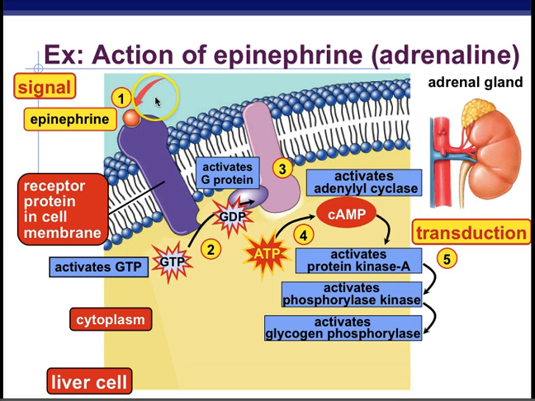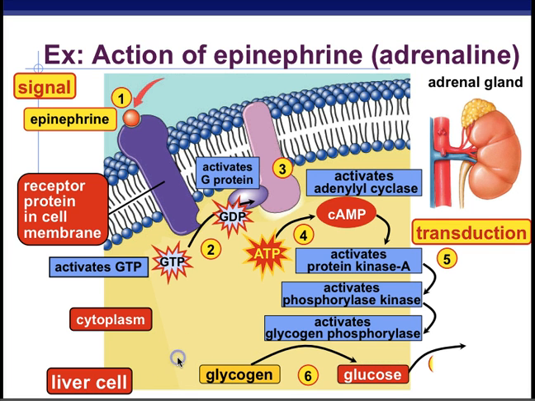So here's the signal, epinephrine, and since epinephrine can't really enter the liver cell, we are going to transmit that signal by passing it along using GDP, and then we're going to transduce that signal using cyclic AMP and a bunch of phosphorylated enzymes right here. Okay, step 6 here is a glycogen reaction with glucose. So this is unique to the liver cell. So glycogen becomes glucose and is released to the blood.